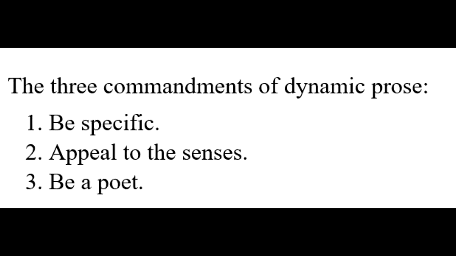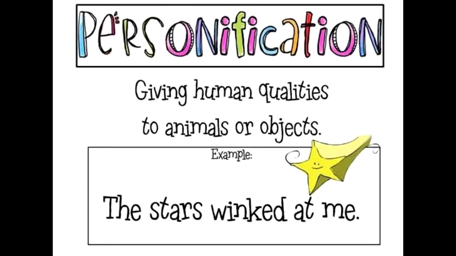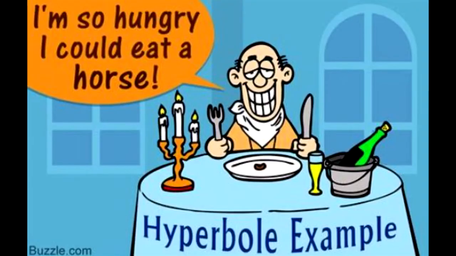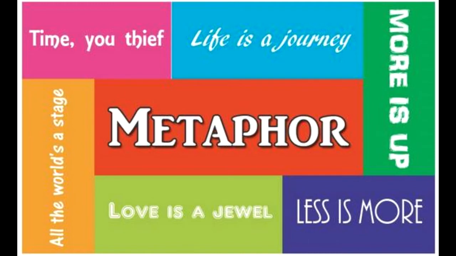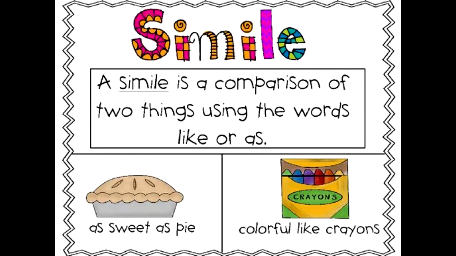The 3 commandments of dynamic prose. 1, be specific. Have a time, day, location. 2, appeal to the senses, like smells, taste, touch. 3, be a poet. Use figures of speech like personification, hyperbole, metaphor, and similes. Personification means giving human qualities to inanimate objects. Hyperbole is exaggeration. Metaphor is an implied comparison of one thing to another. Simile is direct comparison using like or as.